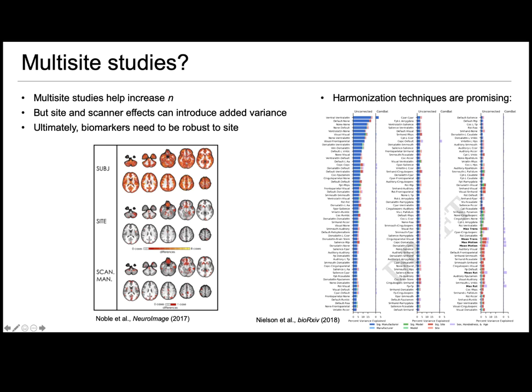This was before he applied the algorithm. The blue stuff is how much site accounted for the variance. And after he applied the algorithm, all of that blue stuff was pretty much taken away. So that's a good thing, and it suggests that we can actually combine data from multiple sites to boost our power and boost our statistical rigor. But we might want to use these types of techniques first to account for that added variance.